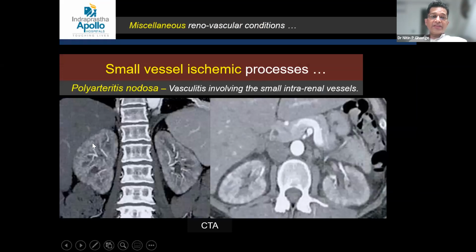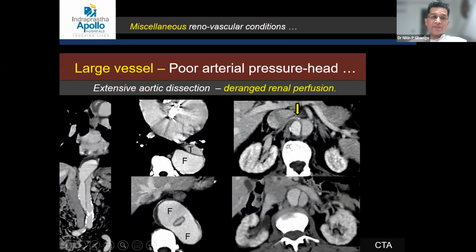Small vessel ischemic processes include polyarteritis nodosa, as we can see abnormal enhancement of the kidney on both sides on CT angiography, and this is an important sign of polyarteritis nodosa, which is a small vessel vasculitis of the kidneys.